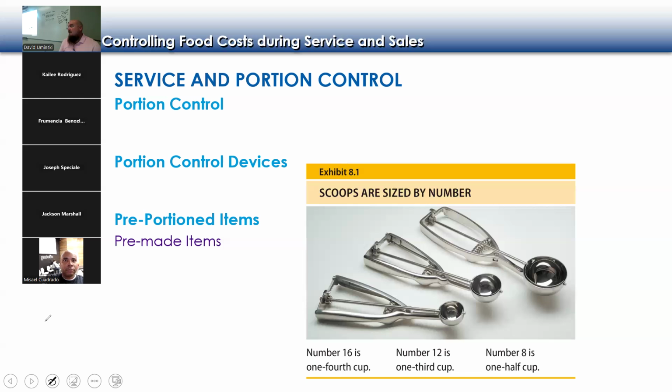Madison, yes, a ladle will help us with soup. So if it is a 4 ounce cup of soup, we're going to get a 4 ounce ladle, and that is how much soup is going to go into that bowl.